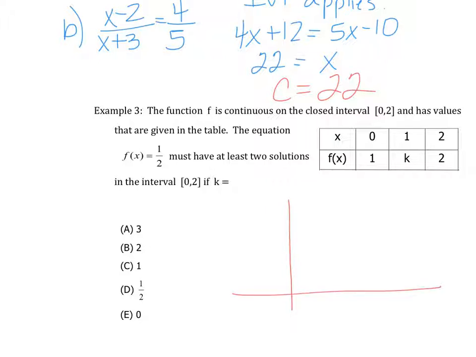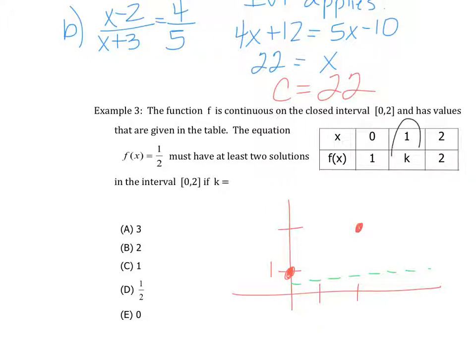So I'm going to draw a little picture. I know it goes through the point 0, 1. So here's 1. I know my function goes through 2, 2. So boom, boom, it goes through here. And what is the question asking? Half the time, these questions, if you figure out what they're asking, that's kind of half the battle. It says the equation f of x equals 1/2 must have 2 solutions. So if I drew f of x equals 1/2, that would be there. Must have 2 solutions if k is one of the following.